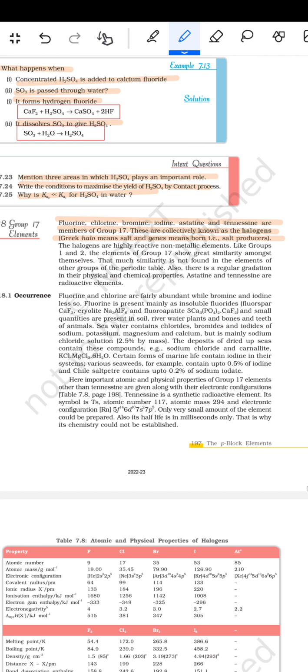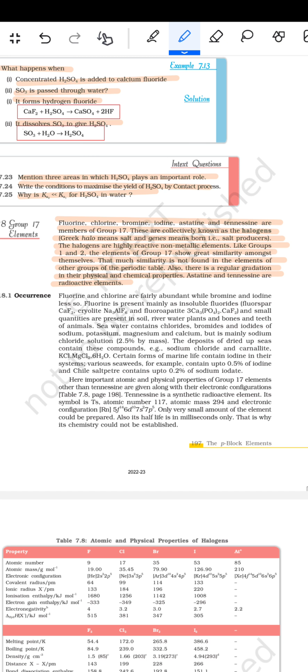That means salt producers. The halogens are highly reactive non-metallic elements. Like groups 1 and 2, the elements of group 17 show great similarity amongst themselves. That much similarity is not found in the elements of the other groups of the periodic table. Also, there is a regular gradation in the physical and chemical properties. Astatine and tennessine are radioactive elements.